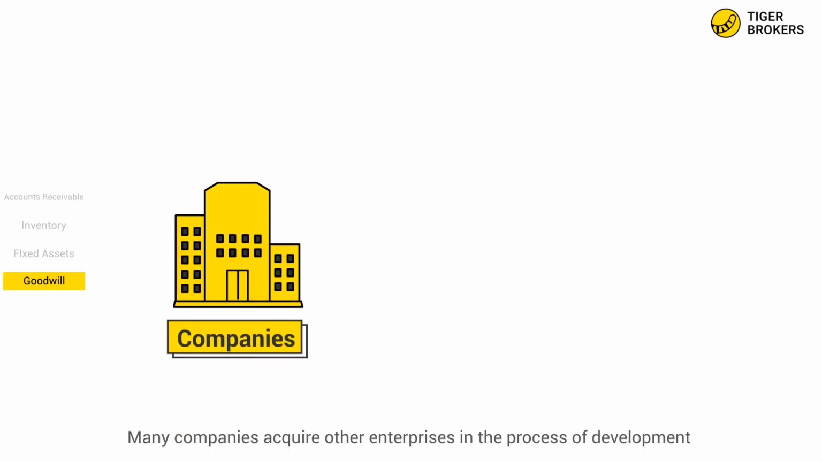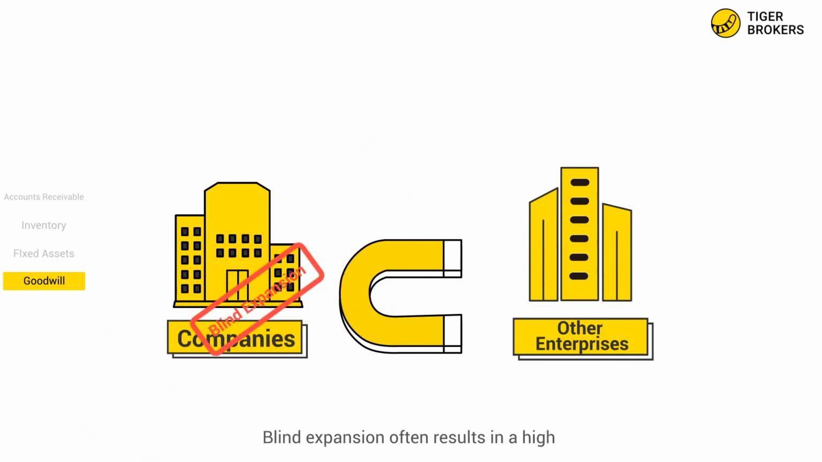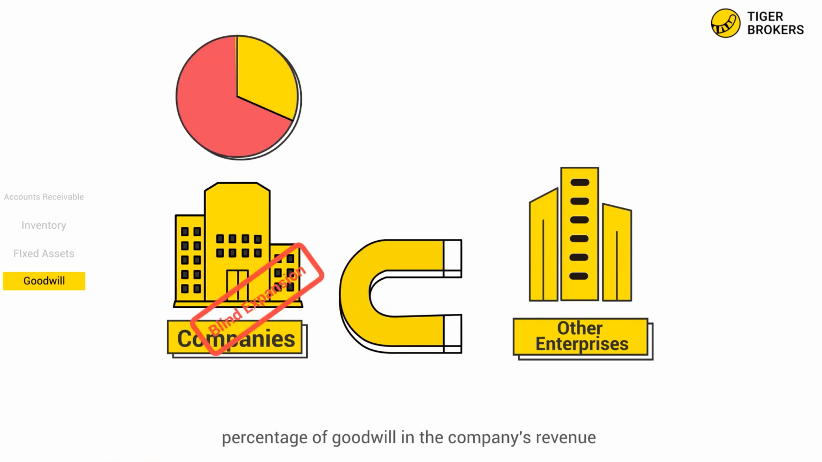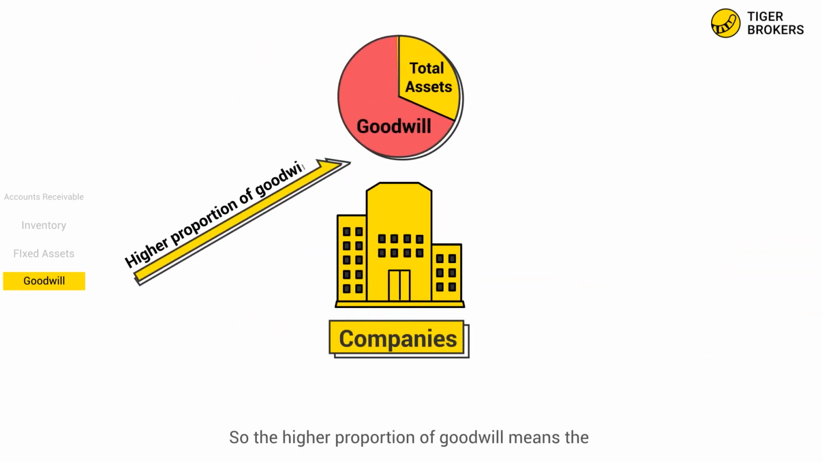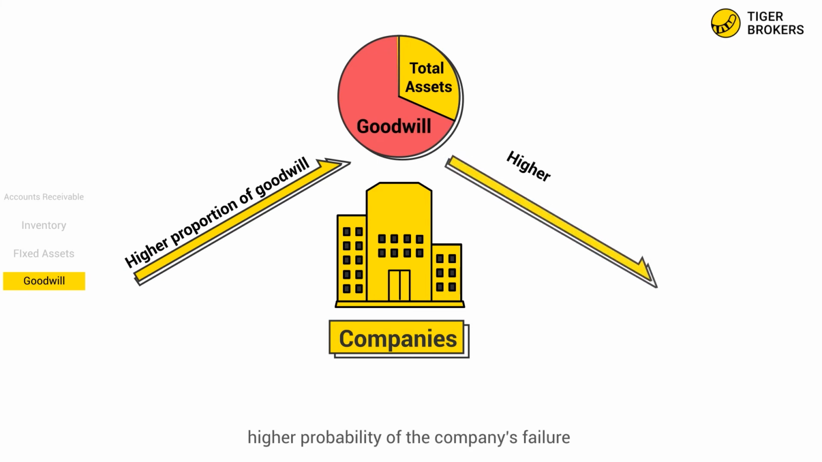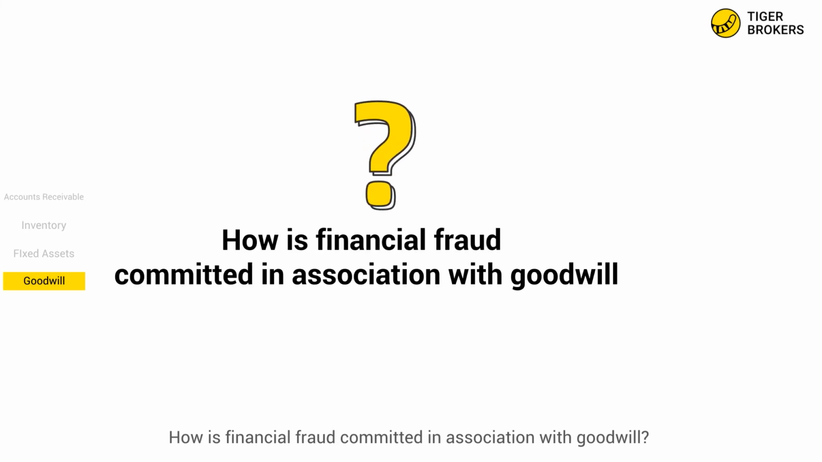Many companies acquire other enterprises in the process of development. Blind expansion often results in a high percentage of goodwill in the company's revenue. However, only a few companies can benefit from merger. So the higher proportion of goodwill means the higher probability of the company's failure. How is financial fraud committed in association with goodwill?